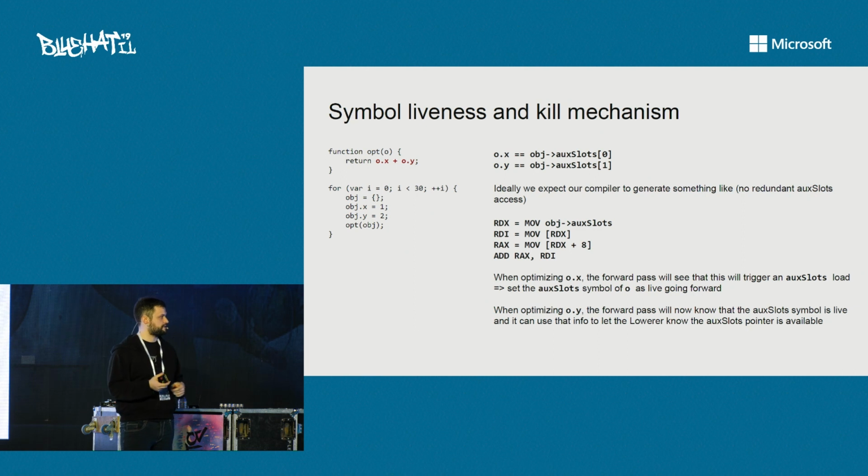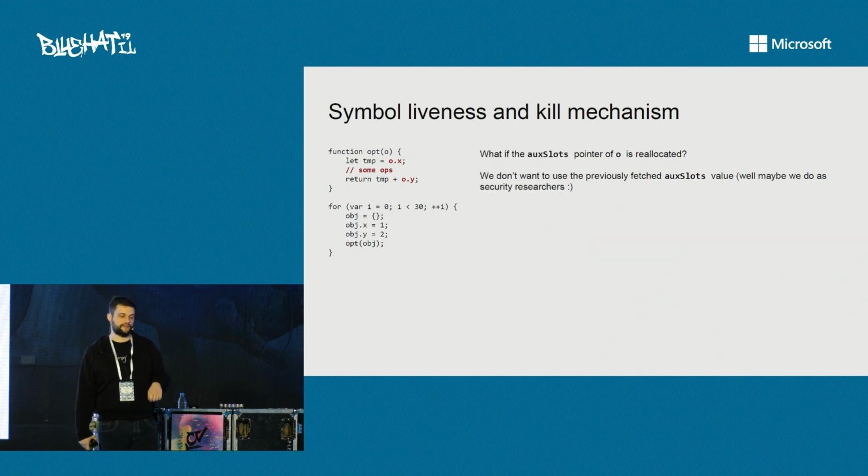So how is the forward pass able to do that? It's basically using symbol liveness. When it optimizes the first property access, o.x, it will set the symbol associated with the aux slots pointer of O as live going forward. What that means is that when we deal with the second instruction, we're now able to see, oh, this thing is live. So when we generate the code, I don't have to reload it. I can just reuse the value that was there already. And this is how the JIT compiler is able to come up with those kinds of optimizations when you access the same array over and over again.